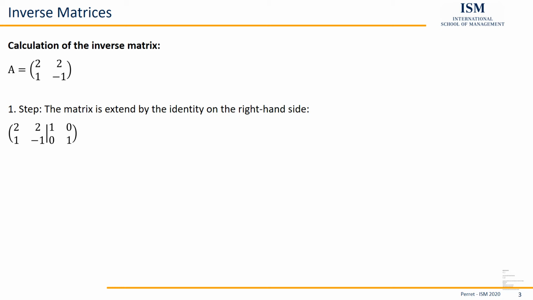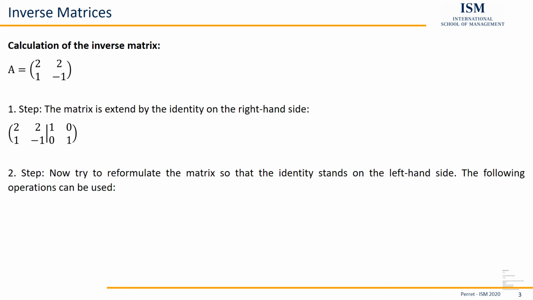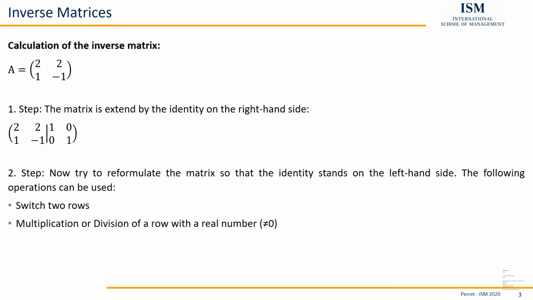Well, what do we do then? We simply apply the Gauss algorithm for as long as it takes for us to get our identity matrix on the left side. So we're basically solving this linear system of equations. And here we have the same rules as with the Gauss algorithm: switch two rows, multiply or divide one row by any real number except 0, and add or subtract a row from or to another row.